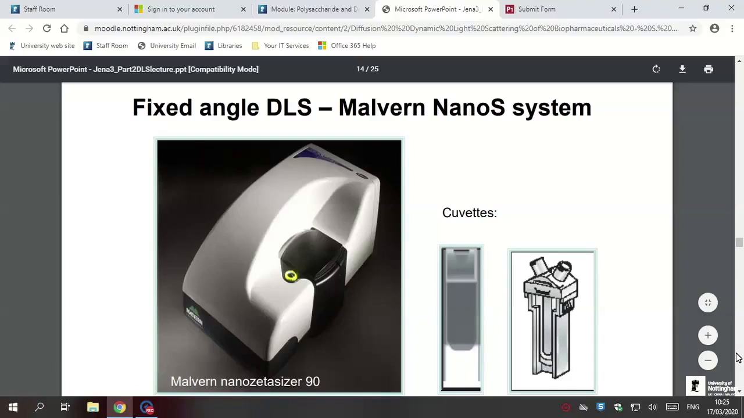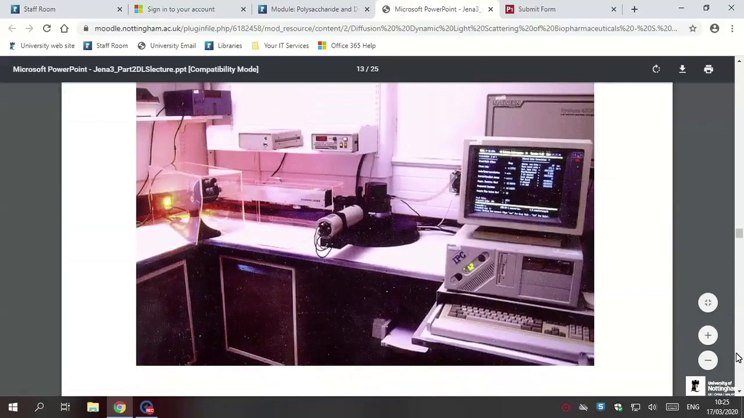And this is the cuvette. There's your solution. And also, we can do what's called electrophoretic diffusion. We can apply an electric field across the solution as well. That's a different story. We're not going to cover that now. So that's what an instrument looks like now, and that's what it used to look like.